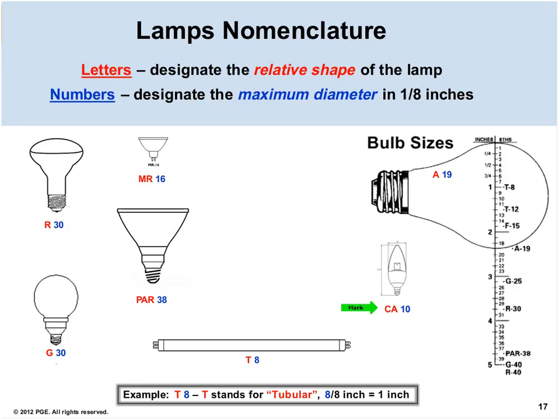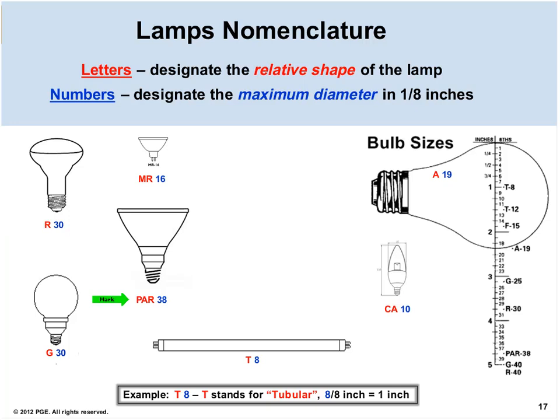Over here we have a candle lamp designated by the letter CA. Up here we have a multifaceted reflector, 16/8 or 2 inches in diameter. And finally, a PAR lamp, which stands for Parabolic Aluminized Reflector. And this one is about 4 3/4 inch in diameter.